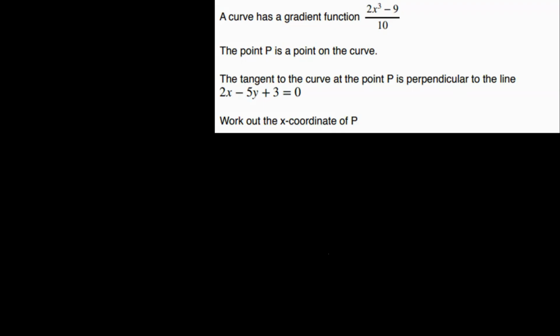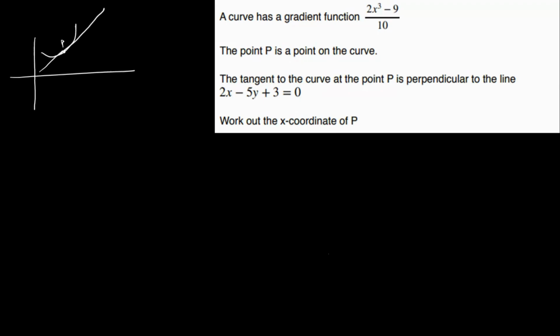Now the tangent to the curve, they're asking what is the x coordinate of P. They have also given that the tangent to the curve at point P is perpendicular to the line. Let's say this is the curve, this is point P, and this is the tangent.